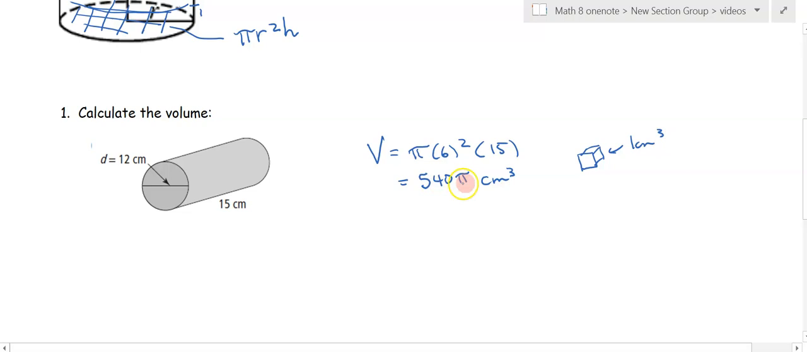This is exact because pi is an irrational number, 3.14..., and so I can't write it out exactly. So this is my exact answer, but if I multiply that by pi, approximately 3.14, you'll get 1,696.5 cubic centimeters. That would be the approximate answer. Very, very close approximate, but this one would be exact.